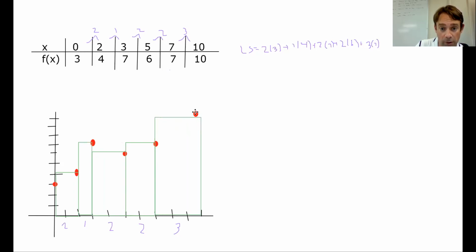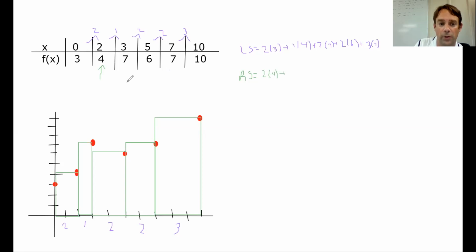So I'm looking for these rectangles. Notice the widths of them didn't change. The only thing that changes is I'm now using the right value. So instead of using 2 times 3, 2 is going to get paired with 4. It'd be 2 times 4.